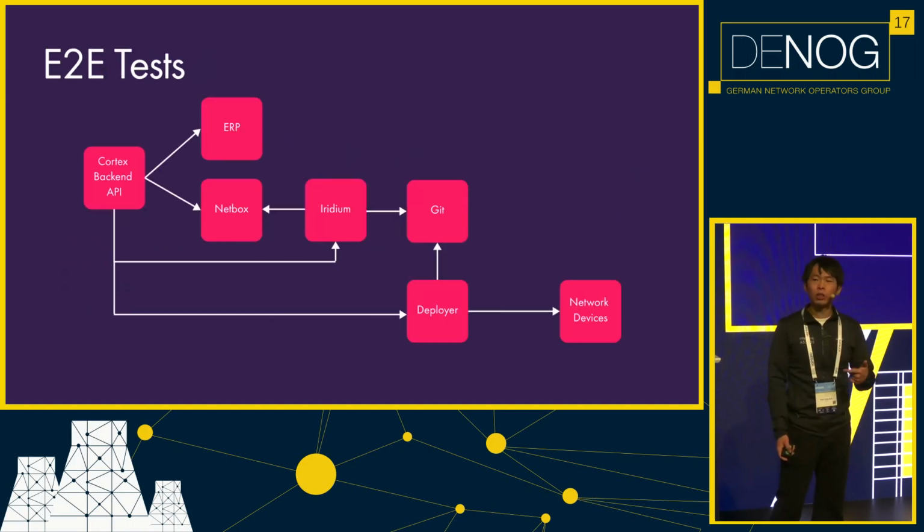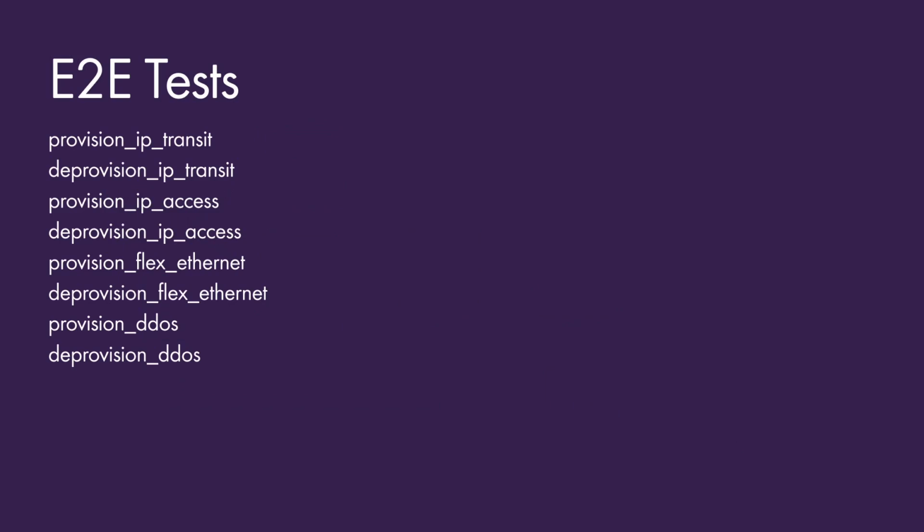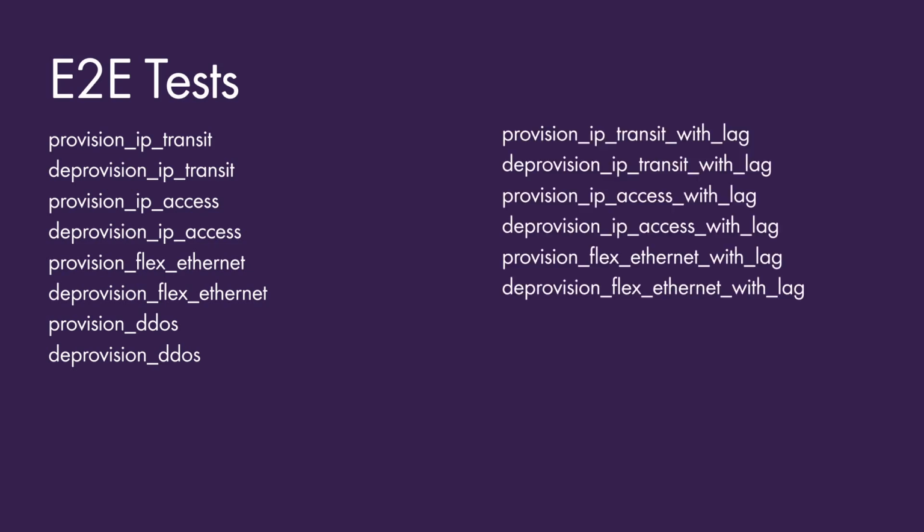So what does that really look like? For us, E2E tests are trying to test everything in this flow. For example, I want to provision IP transit, I want to deprovision IP transit. We also have IP access, flex Ethernet, DDoS. So we want to do all of that. At some point in time, we also introduced LAG. We added LAG support, so we're also going to want to test that too.